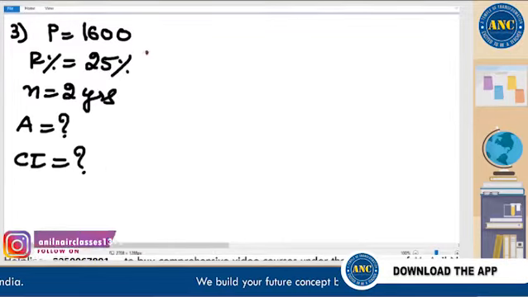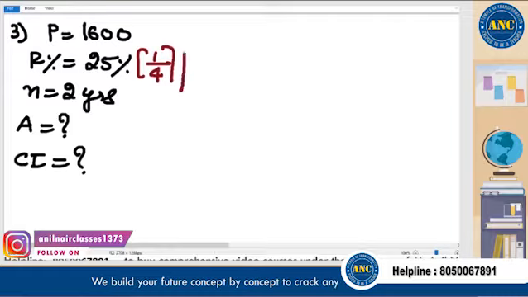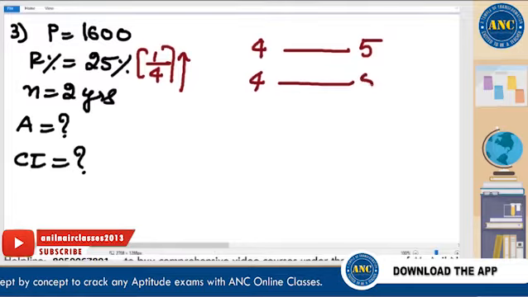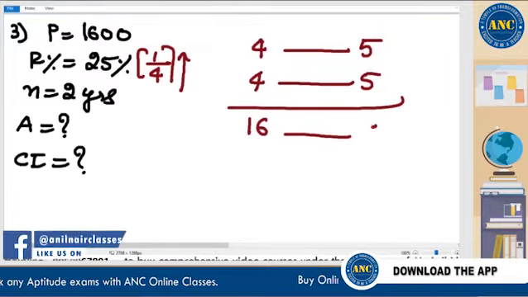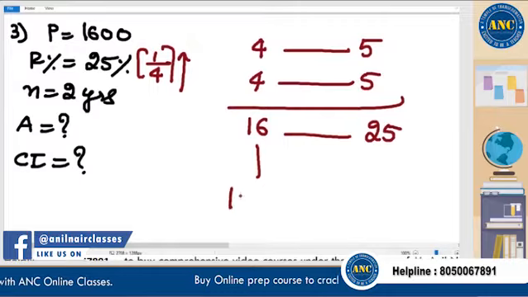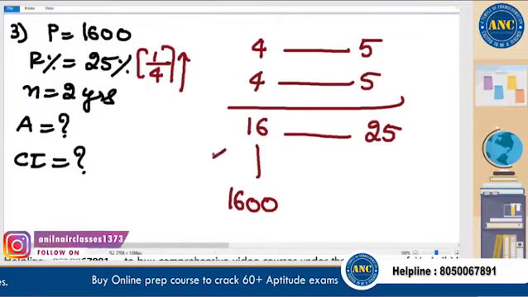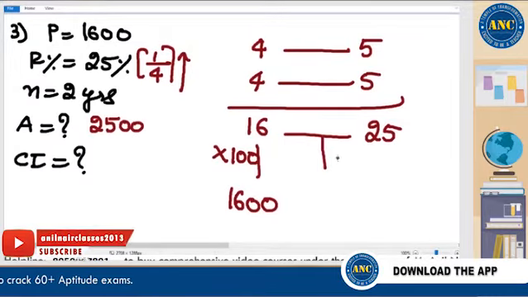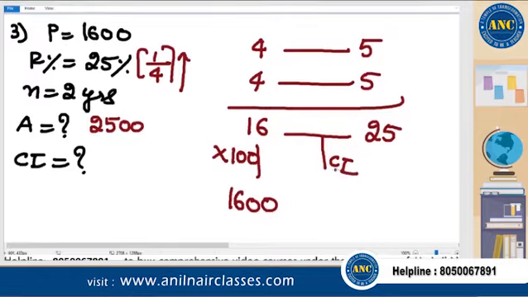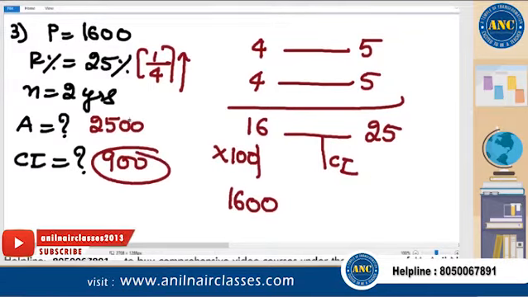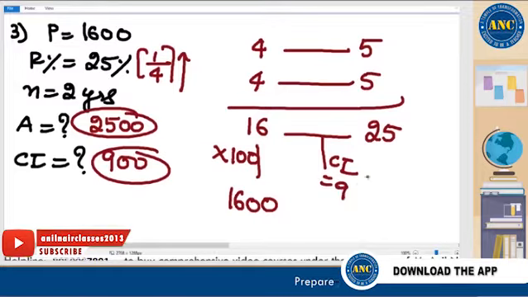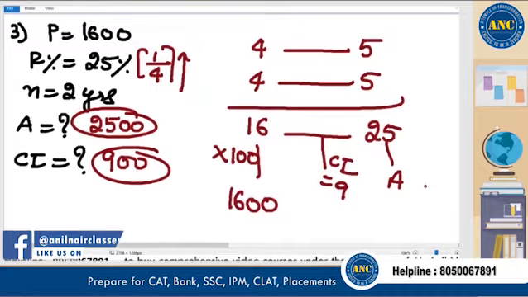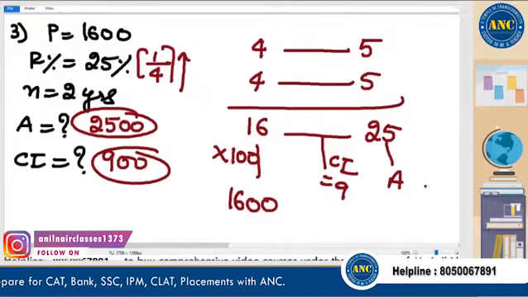25 percentage is nothing but 1 by 4. Rate is nothing but increase. On 4 there is a 1 increase, 5. On 4 there is 1 increase, 5. 4 4s are 16. 5 5s are 25. 16 becomes 1600, so it is into 100. Amount is 2500. Extra is CI. CI is 900. Where do you need the formula in this question? You don't need any formula in this question. Simple, absolutely, sir. Still we will discuss a lot of questions.